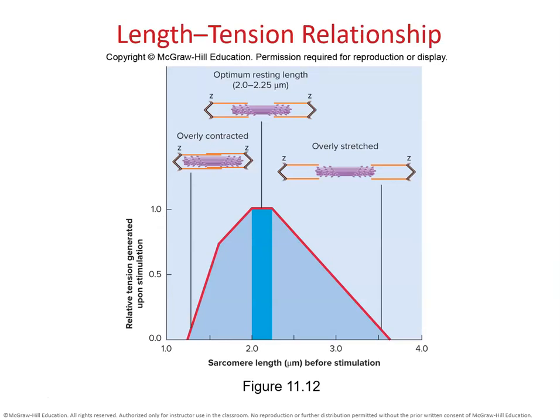So this diagram is showing the thin and thick filaments and how they can slide. At resting, we have the thin actin filament that is somewhat overlapping with the thick myosin filament. It could also be overcontracted, where the thin filaments overlap each other, or we could be overstretched, where there's very little contact between the thin and the thick filament.